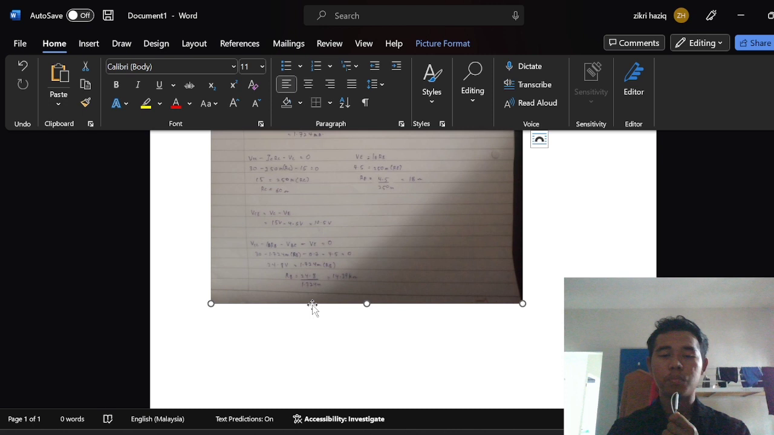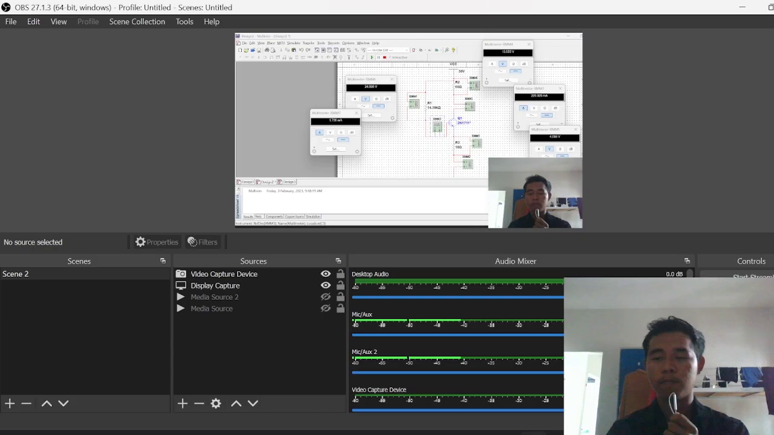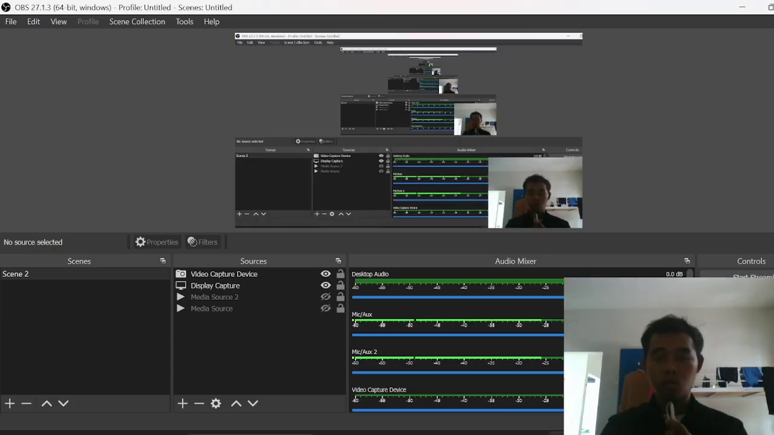Then we just have to run the simulation. After we run the simulation, we can get the values of the voltage and ampere. This is the value that we get at each of the multimeters. Okay, that's all for question 1. Now I will continue to present question 2.